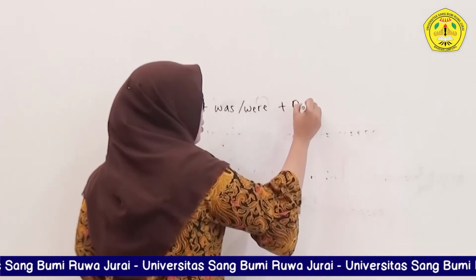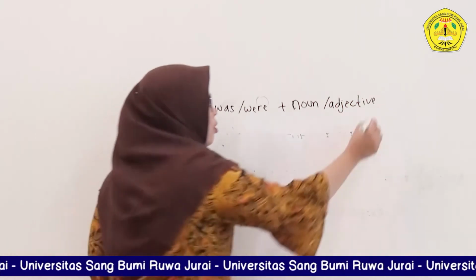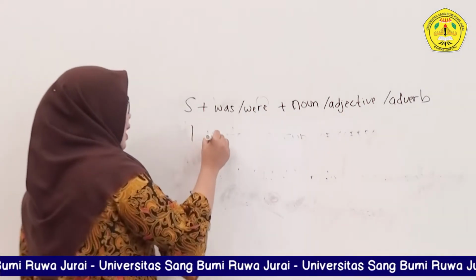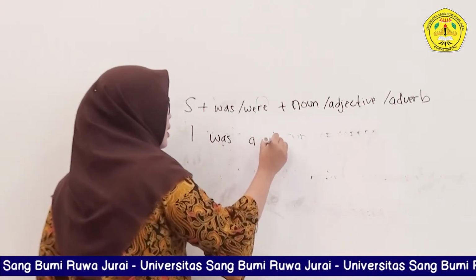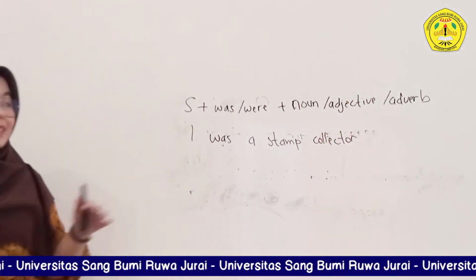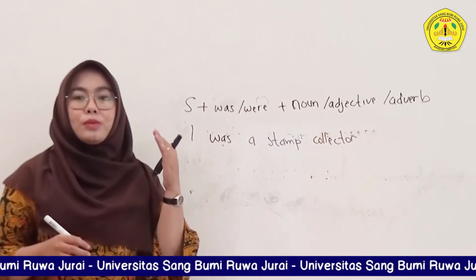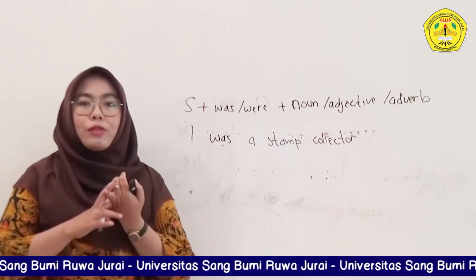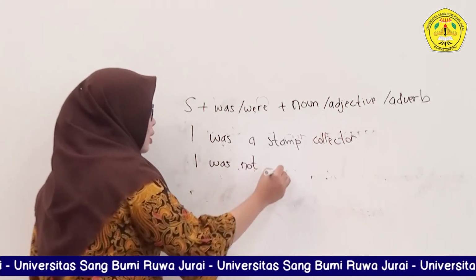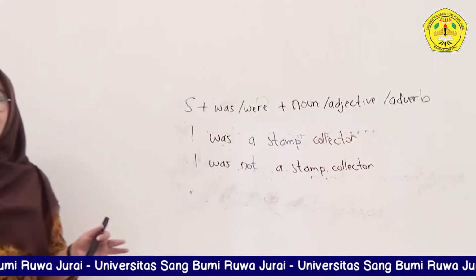And then noun, you may use noun or adjective, or adverb. As the example, I was a stamp collector. Yeah, I was a stamp collector. This is a positive sentence for a nominal in simple past tense. And then don't forget, if we want to change positive to a negative sentence, don't forget to put not. The word not means I was not a stamp collector. Okay, this is the negative one.